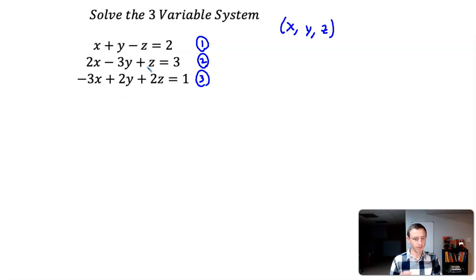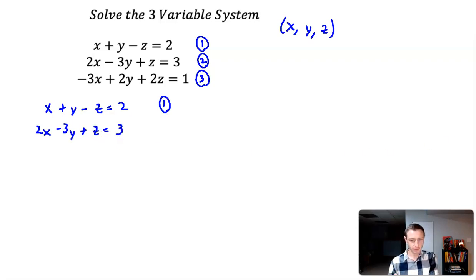Negative 1, positive 1, and then a positive 2. So right here, I have coefficients of negative 1 and positive 1. Those are opposites. So I can add and eliminate z from equations 1 and 2. So let's go ahead and do that. I'm going to take equation 1. I'm going to take equation 2. So this is equation 1, and equation 2 is 2x minus 3y plus z equals 3.